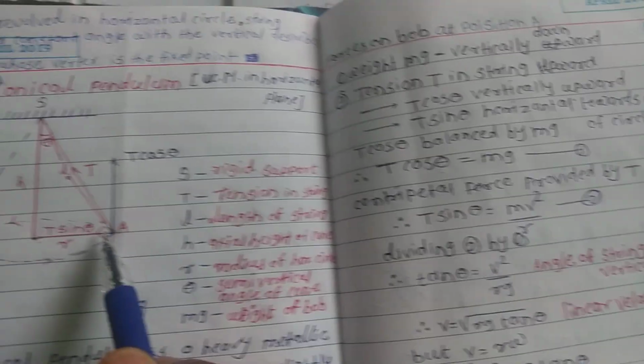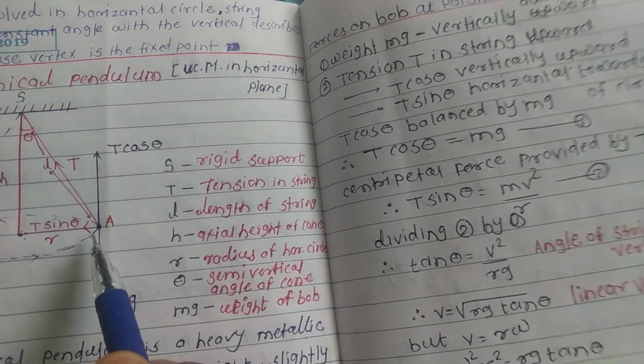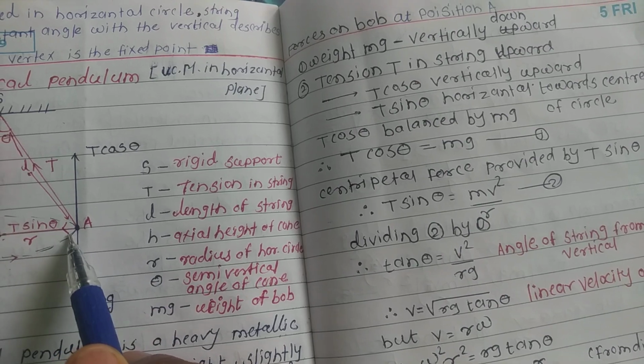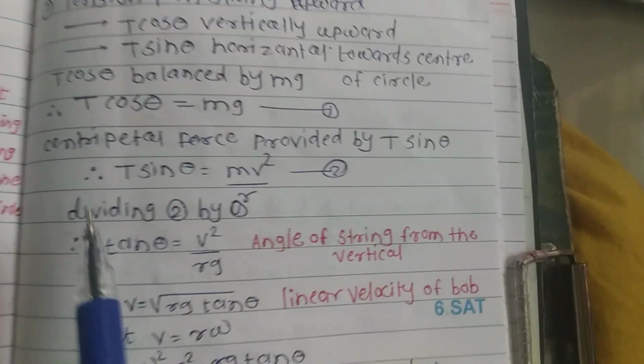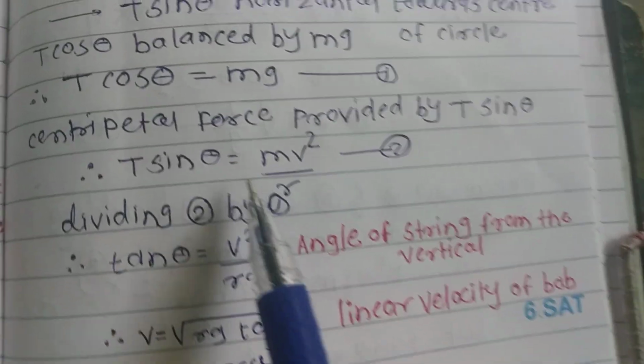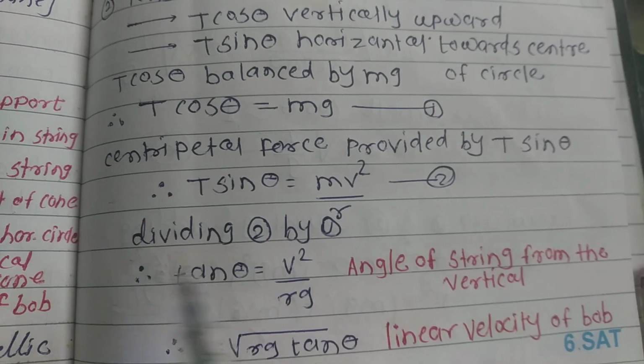That bob is whirled in that horizontal circle. It is uniform circular motion, so the necessary centripetal force should be there. It is toward the center of that circle and it is given by T sin theta. Therefore T sin theta is equal to mv square upon r. This is the second equation.